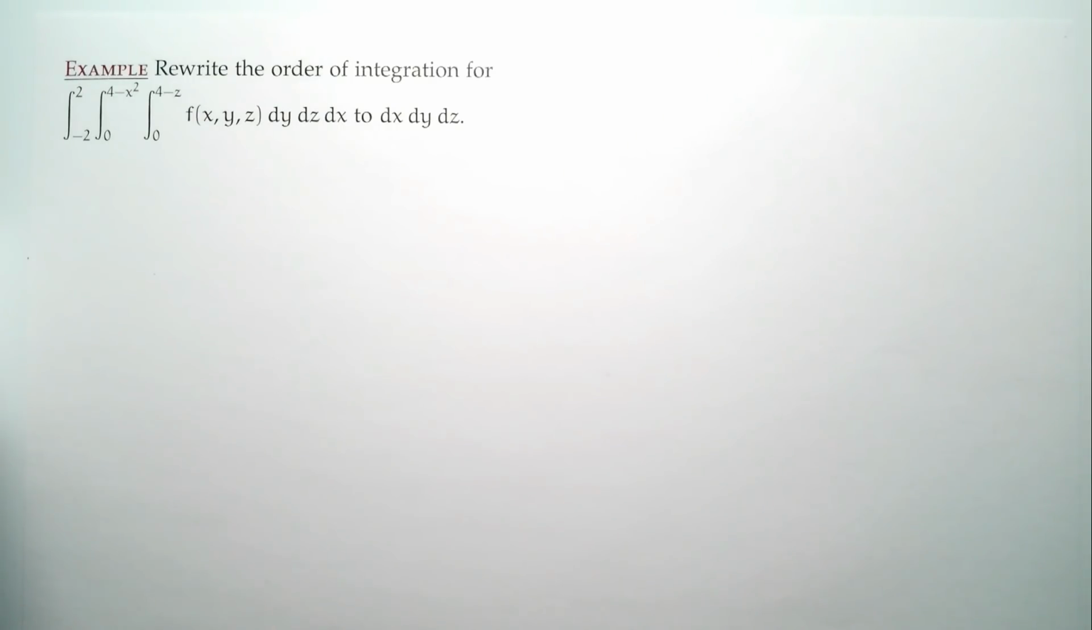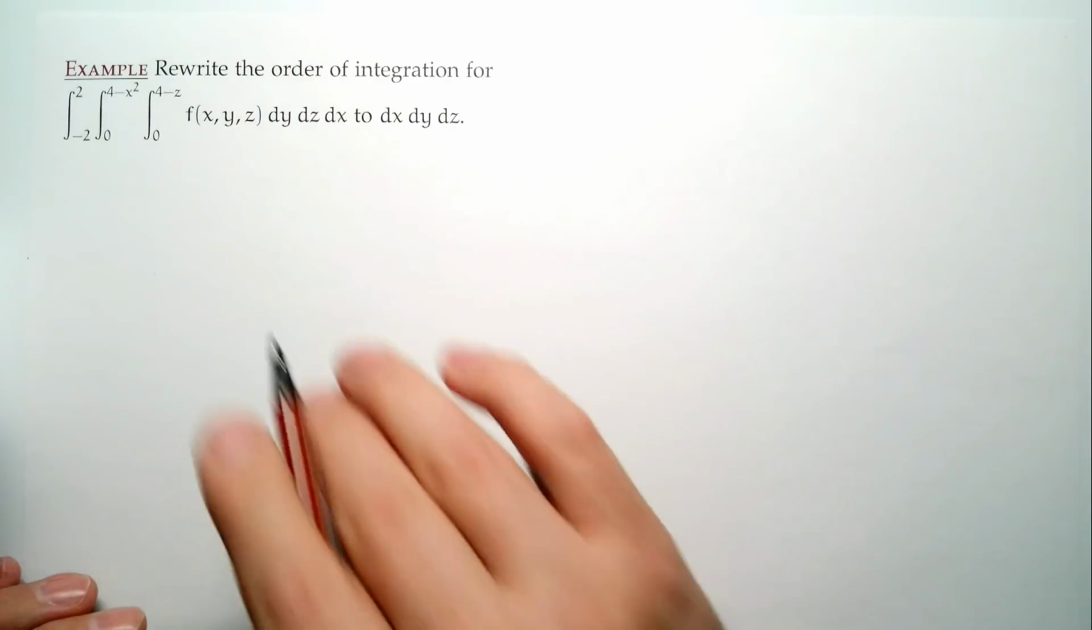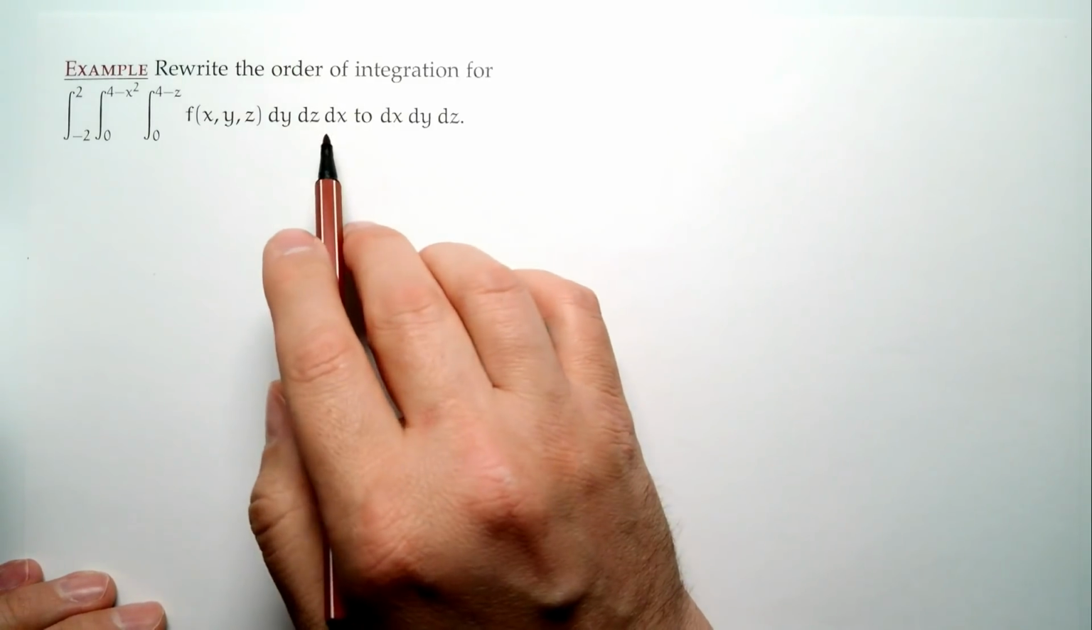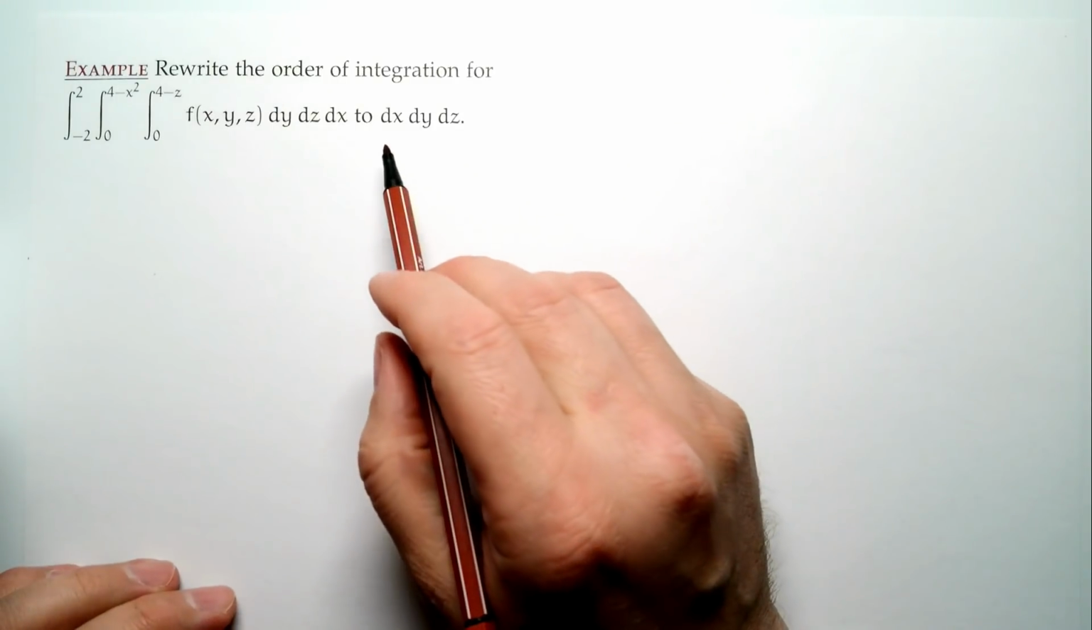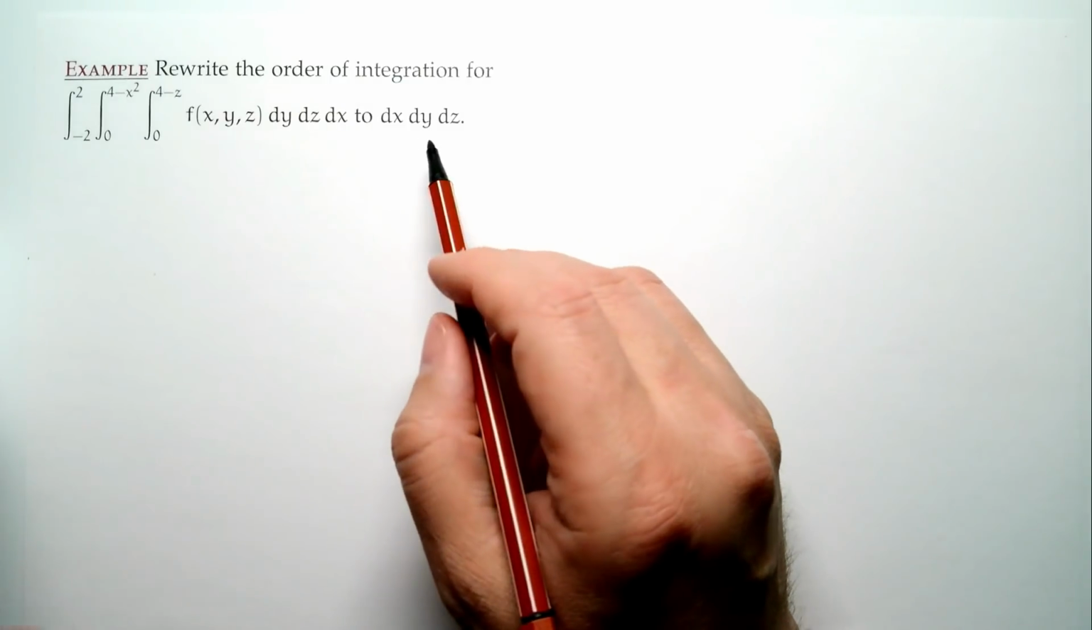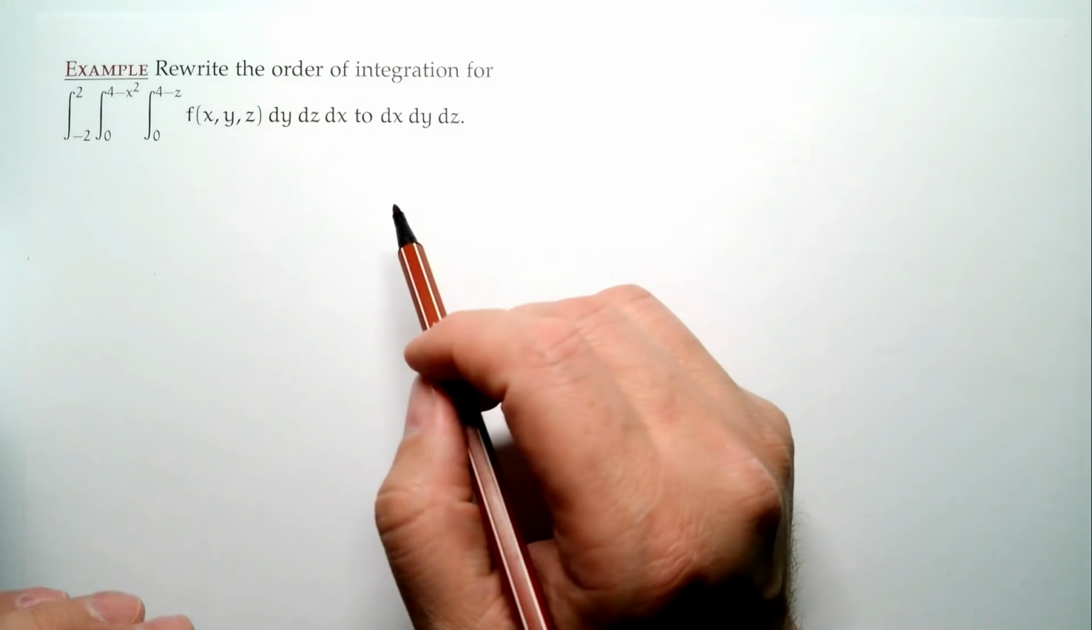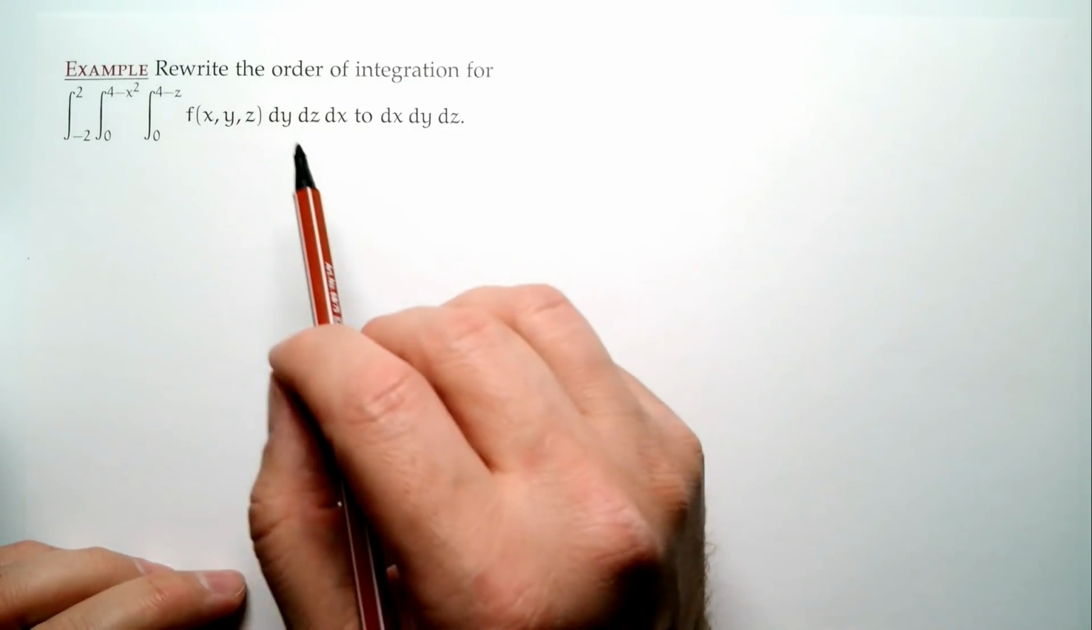All right, rewriting the order of integration problem. So we have this integral, which is given to us in the order dy, dz, dx. So if I were working through this onion, first I'd integrate with respect to y, then z, then x. And the goal is we want to change the order of integration to dx, dy, dz. All right, well, what do we do?